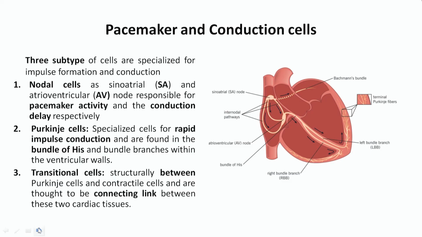Then the third one is called the transitional cells. These are structurally between the Purkinje cells and the contractile cells and are thought to be the connecting link between these two cardiac cells, meaning the nodal cells and the Purkinje cells. So that is called the transitional cells. So these are the three important subtypes of specialized cells used for conduction.